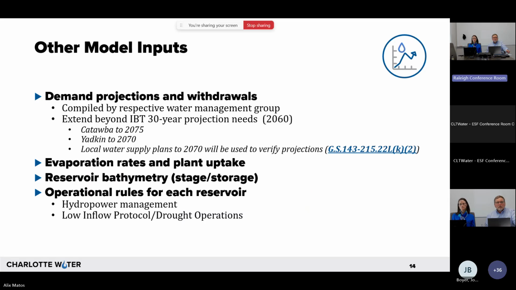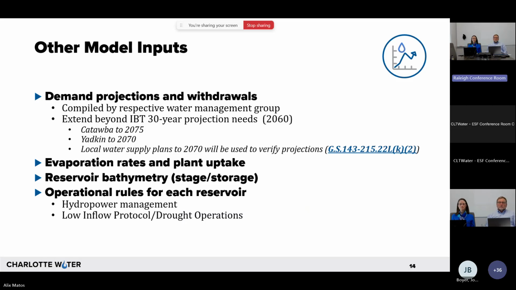If you think about that middle box from the previous two slides, this is what this slide's really describing. There's all sorts of information that's needed for the model to make decisions. One that gets a lot of public comments is demand projections. We're fortunate that we've got some recent work done in Catawba that's going to go through 2070. There's been some work done over the Yadkin for Catawba 2075, Yadkin 2070.